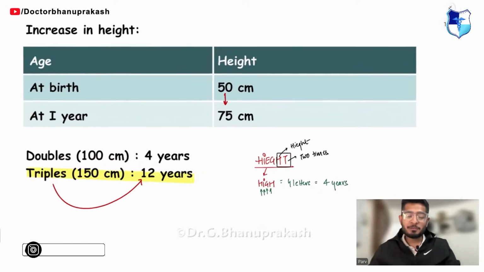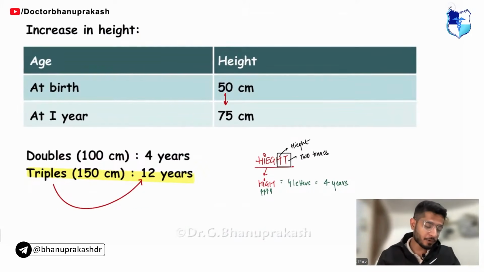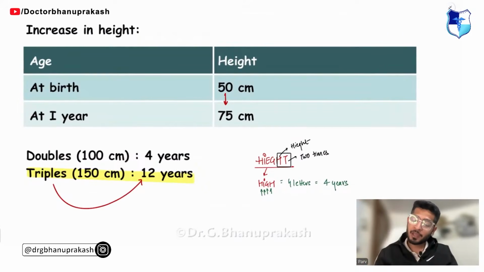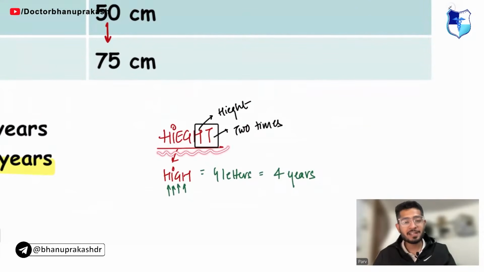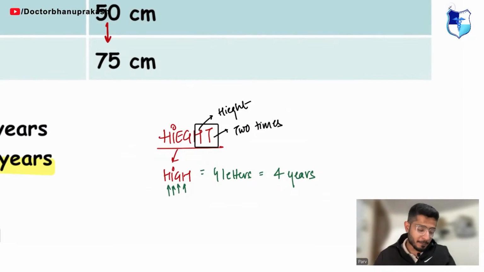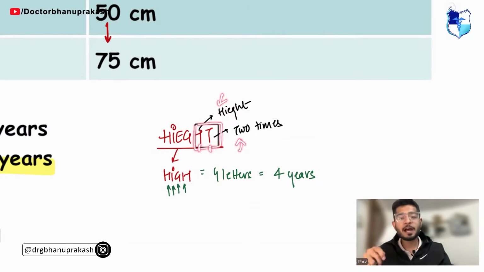Okay, coming on to increase in height now. I have already told you this, that it is going to triple in 12 years. Now remember, height has this spelling HIGHT. So what you have to remember is that it can be written as this: H for height, T for 2.